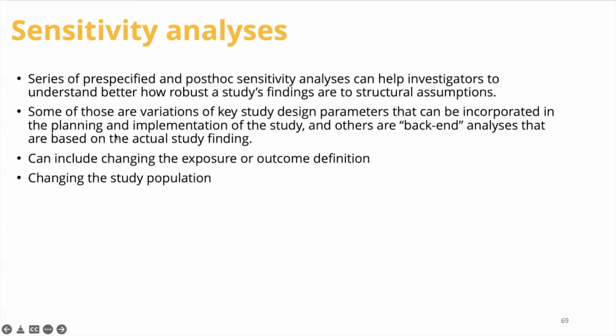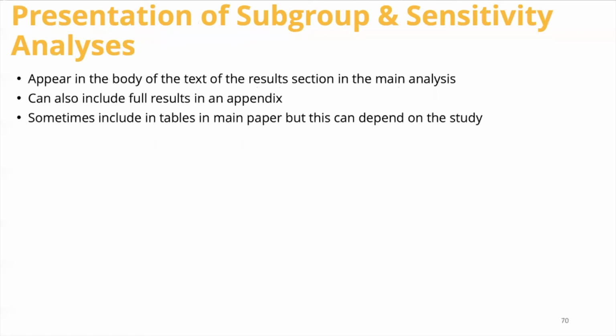So, like I said here, it can include changing the exposure outcome definition. It can include changing the study population. It's just any analysis that's done to support the robustness of your results. Typically, the results of the subgroup and sensitivity analyses appear in the results section after the main analysis. You can include the full results in the appendix. Sometimes, if these are really important results, you can include them in the tables in the main part of the paper, but that really depends on the study and what the findings of the subgroup and sensitivity analyses are.